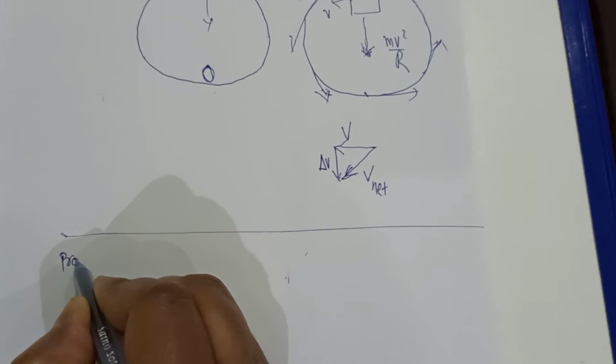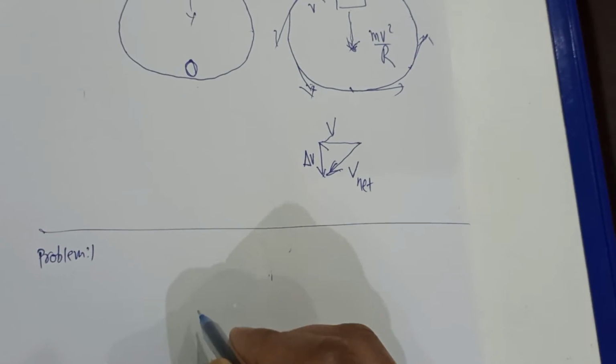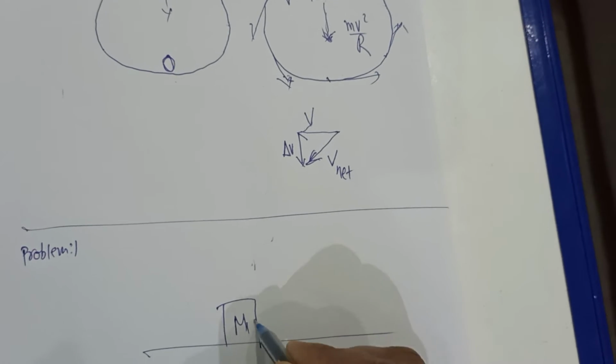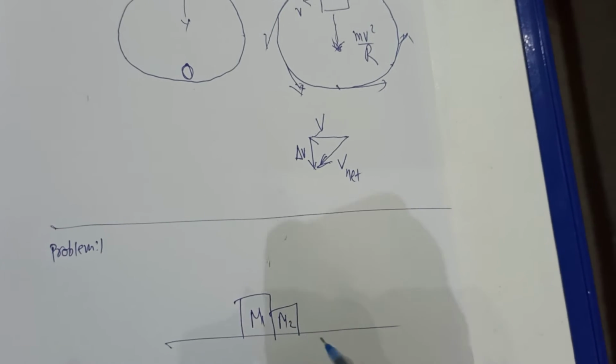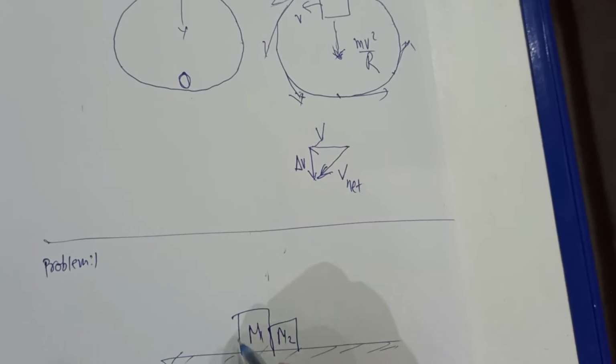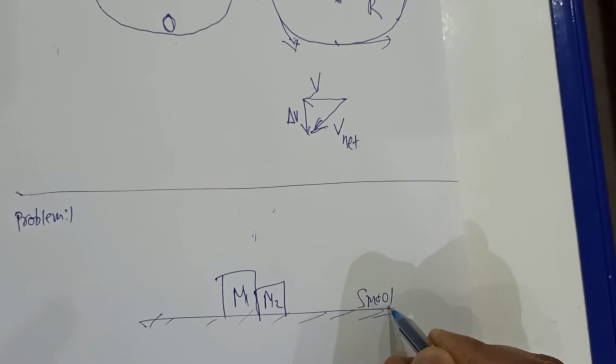So we had problem number 1. So what was the problem? Problem number 1 was we had two blocks of mass capital M1 and M2. They were connected with each other. They were in close contact with each other. They were kept on the smooth surface.